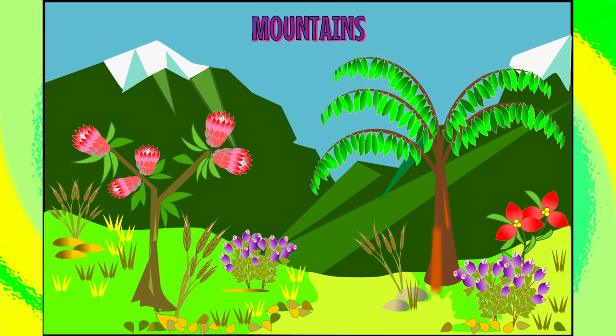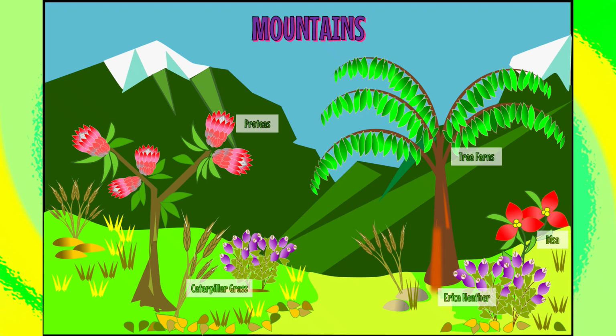Mountain habitats are high above sea level. Living things in these habitats live in cooler temperatures, and there is quite a lot of water. Often it snows in winter on the highest peaks. I love watching snow falling.